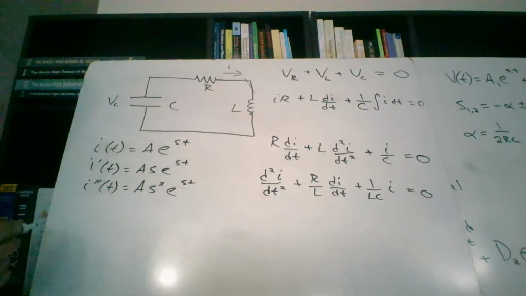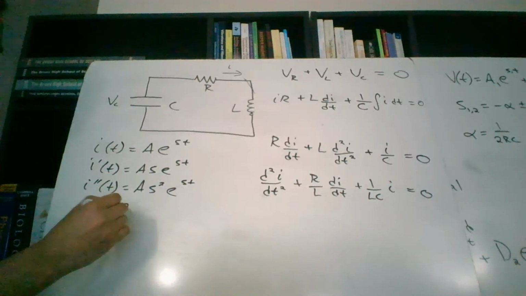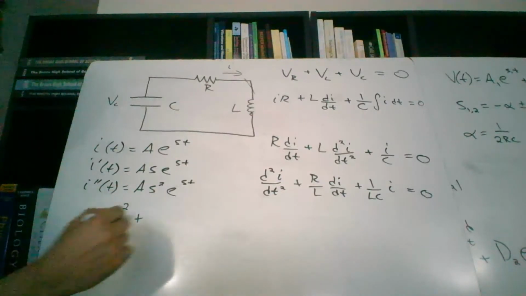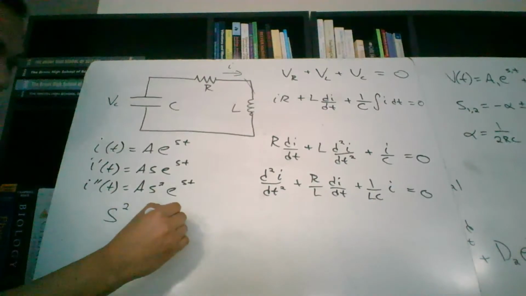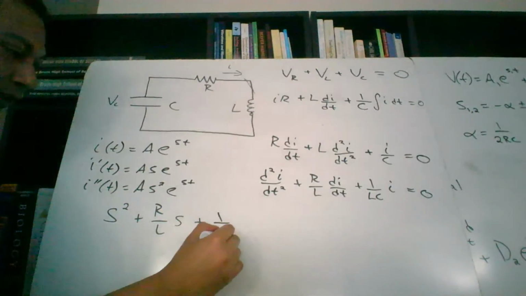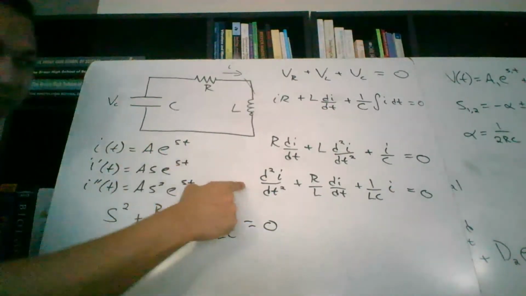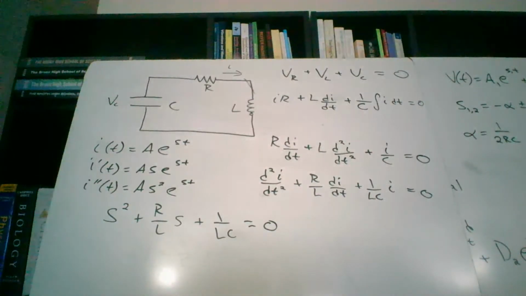And we get A s squared e to the power st. And then we plug it back into here, and we will get our characteristic equation, and it's going to be s squared plus, now this is going to be different than the other one, R divided by L times s plus 1 over LC, and that'll equal 0. So plug these values into here, and then this is what you should end up with.